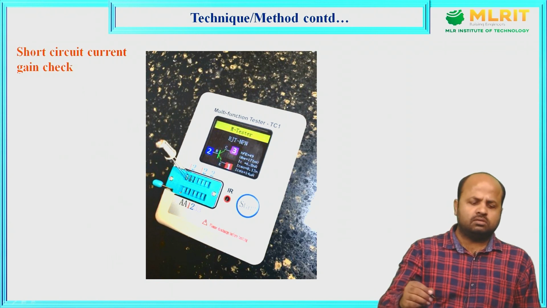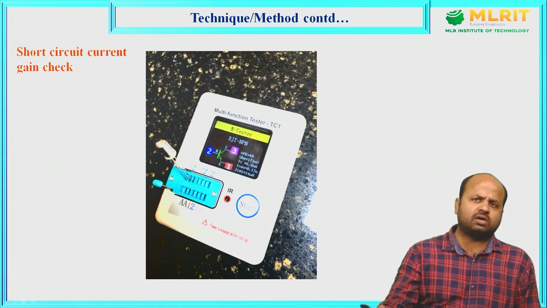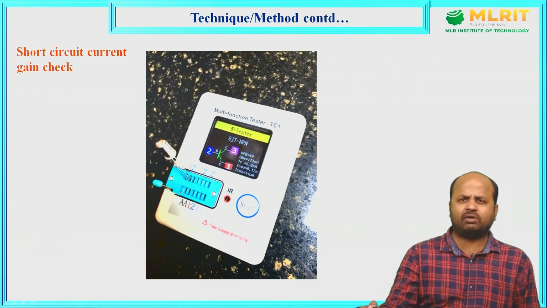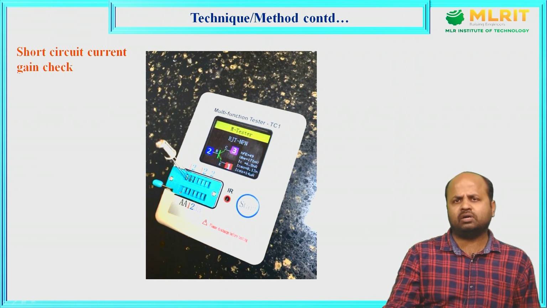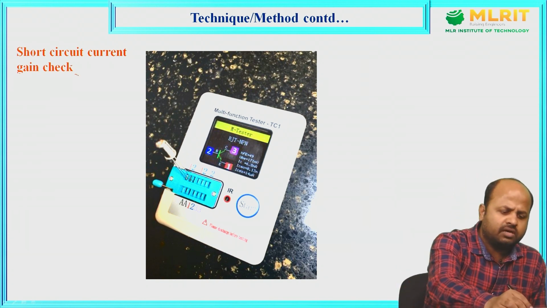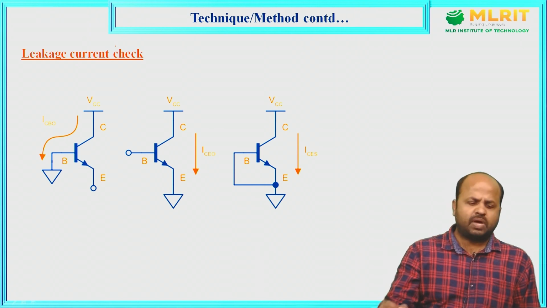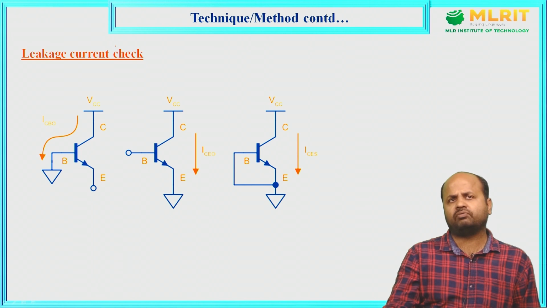Now, the third technique is that we can check the current gain of a transistor. Normally, the current gain of a transistor usually varies from 200 to 500. So if it is in the range of 200 to 500, we can say that the transistor is okay. So this is the short circuit current gain check. Next is the leakage current check. This is a very important parameter of a transistor, where we test the leakage current of a transistor.